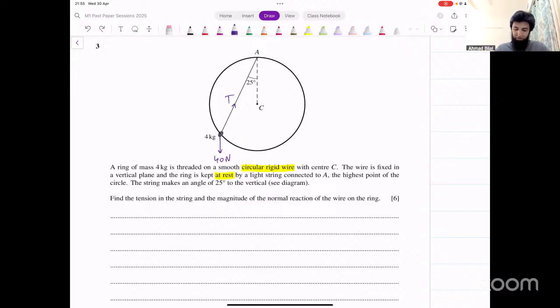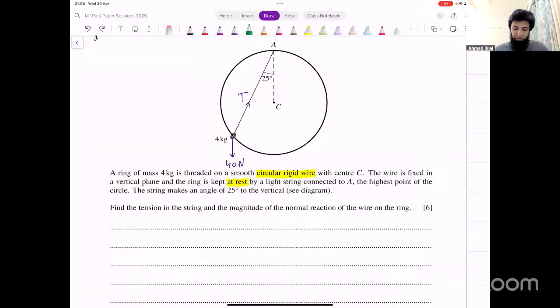Now, reaction is supposed to be perpendicular to the surface, right? Reaction is perpendicular to the surface. Now, what's the surface? Surface is circular. What is perpendicular to a circle? Normal to the circle, right? So normal to the circle means at this point, if we were to join this ring with the center, this is going to be perpendicular to the circle at this point, right? Because tangent is perpendicular to radius and normal is perpendicular to the tangent. So normal, when you extend that, always passes through the center of the circle.